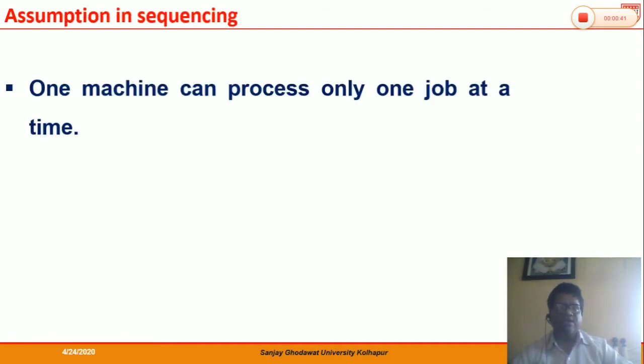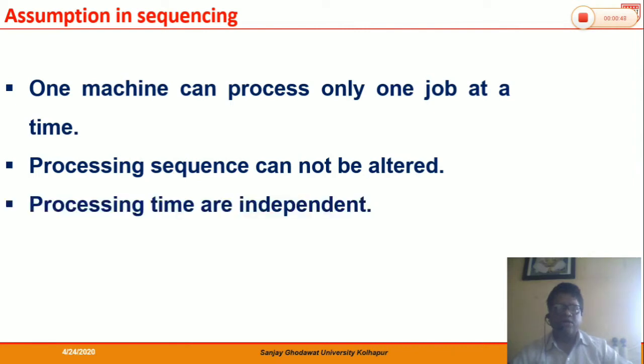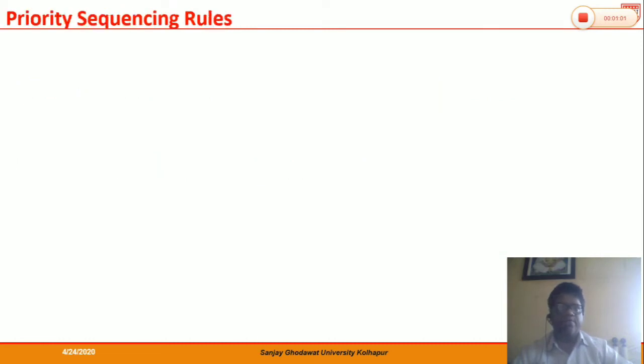The basic assumption in sequencing is that one machine can handle only one job at a time. Processing sequence cannot be altered. Processing times are independent of the sequence and the machine that is used, and if we start with one job, we have to continue till its end. We cannot stop in between.